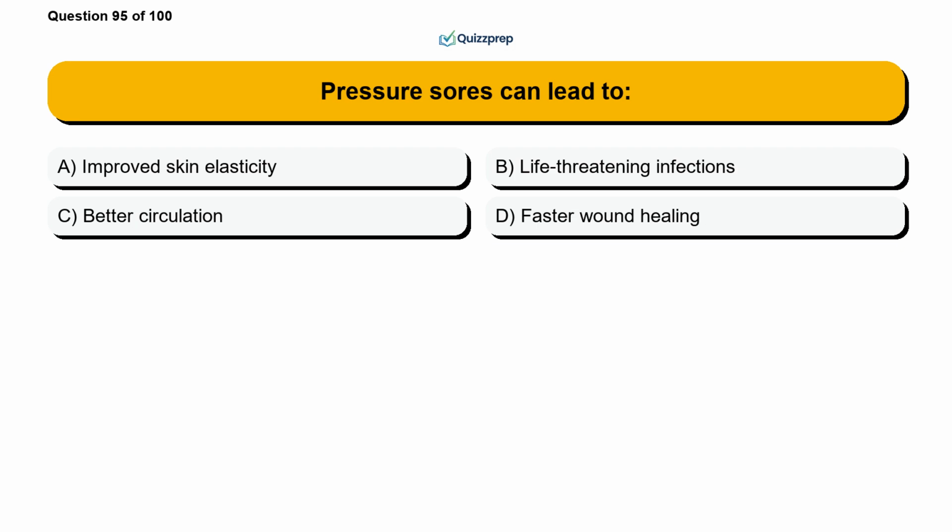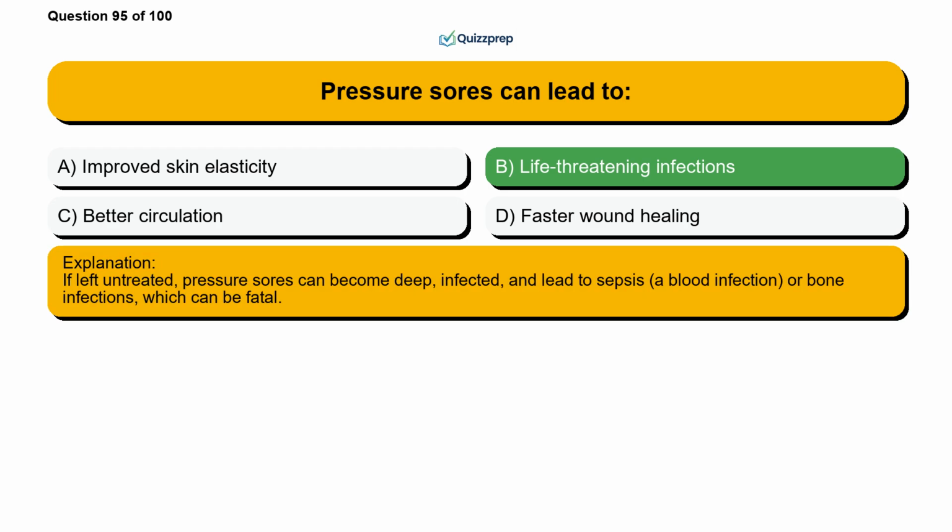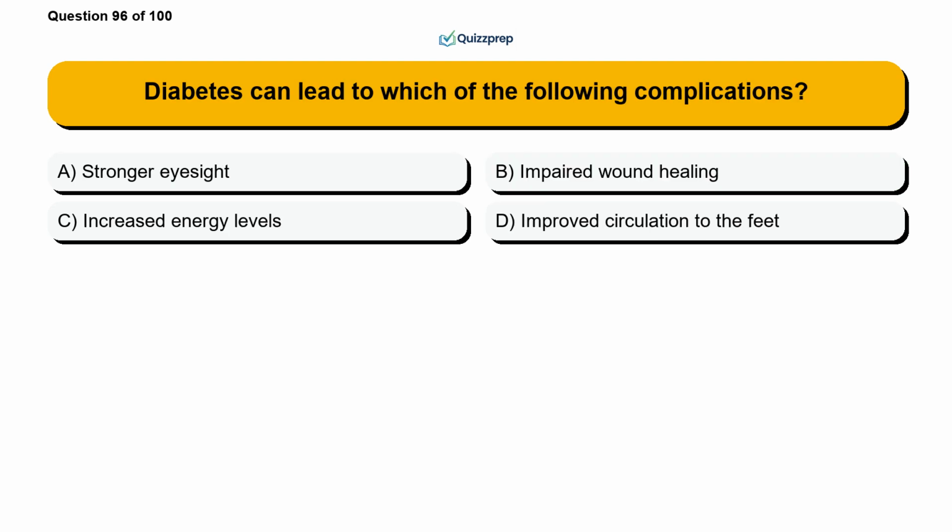Question 95. Pressure sores can lead to: Option A, improved skin elasticity. Option B, life-threatening infections. Option C, better circulation. Option D, faster wound healing. The correct answer is option B, life-threatening infections. If left untreated, pressure sores can become deep, infected, and lead to sepsis, a blood infection, or bone infections, which can be fatal.